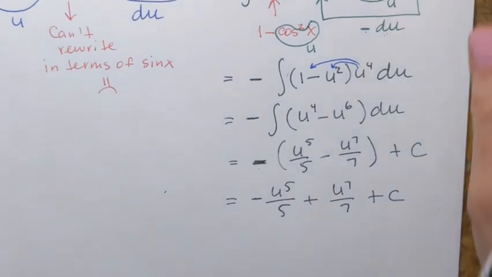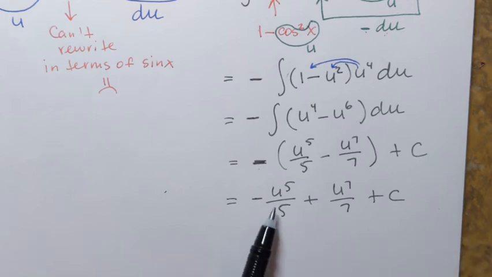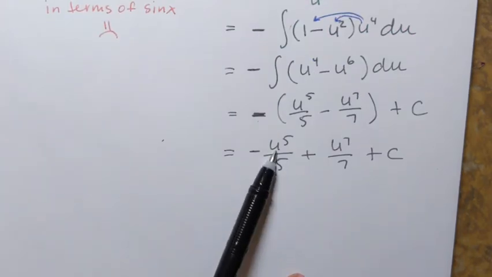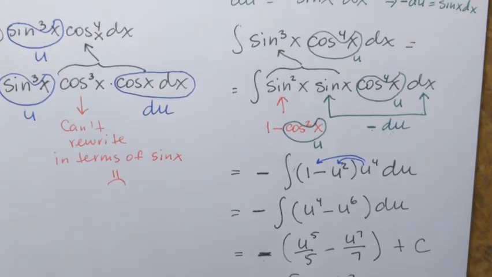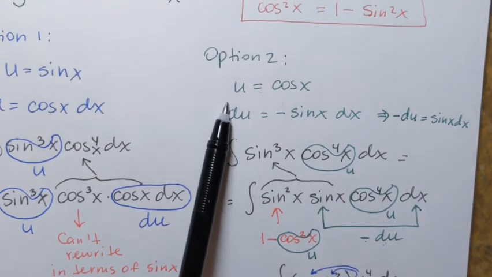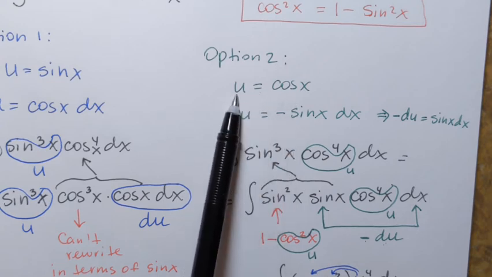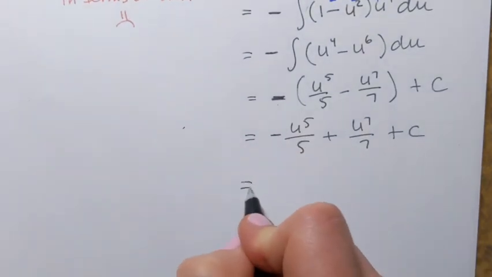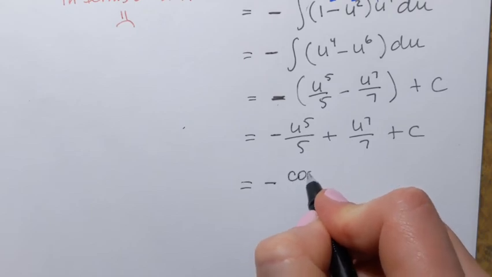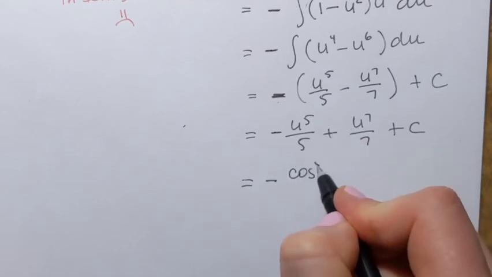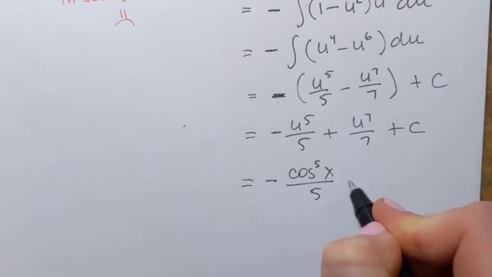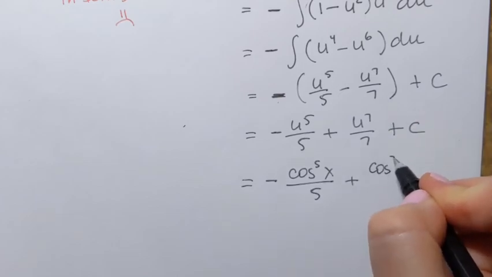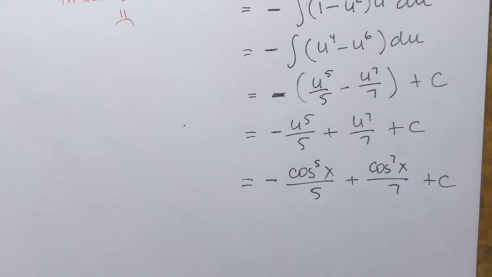And one last step, don't forget the last step, which is returning to the original variable of integration. So u will be replaced by what we denoted it for. So let's go back to our substitution part. Right here, u is the same as cosine of x, so I will be replacing every u with cosine of x. Let's put together our final answer. Negative u becomes cosine. Since u is to the 5th power, it's going to be negative cosine to the 5th power of x over 5 plus cosine to the 7th power of x over 7 plus c.